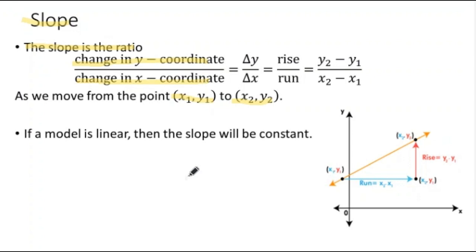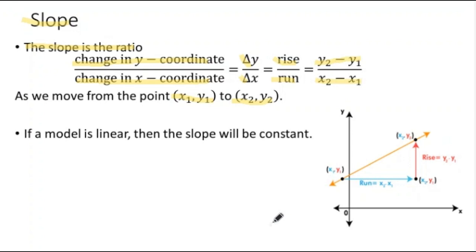Another way we can write this, instead of writing change in, we replace that with this triangle-looking symbol, which is the Greek letter delta. So the change in the y coordinates is delta y, the change in the x coordinates is delta x. We call the change in the y coordinates the rise, and the change in the x the run. So the slope is the ratio of rise to run, which can also be calculated as y2 minus y1 over x2 minus x1. y2 minus y1 would be the rise, x2 minus x1 would be the run.